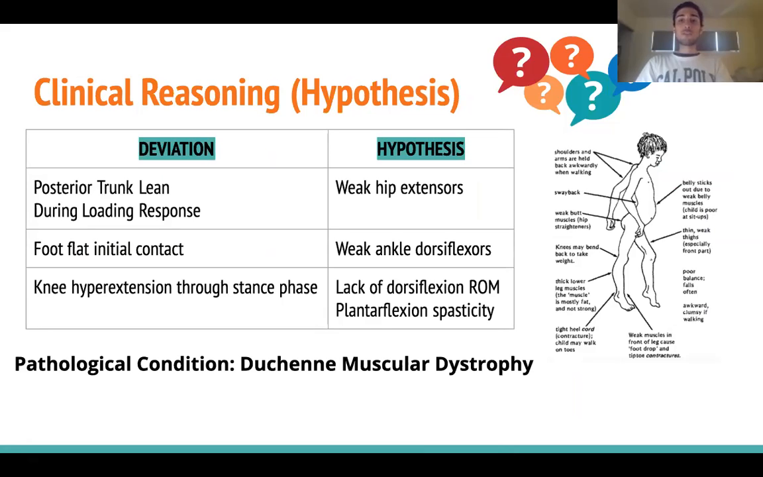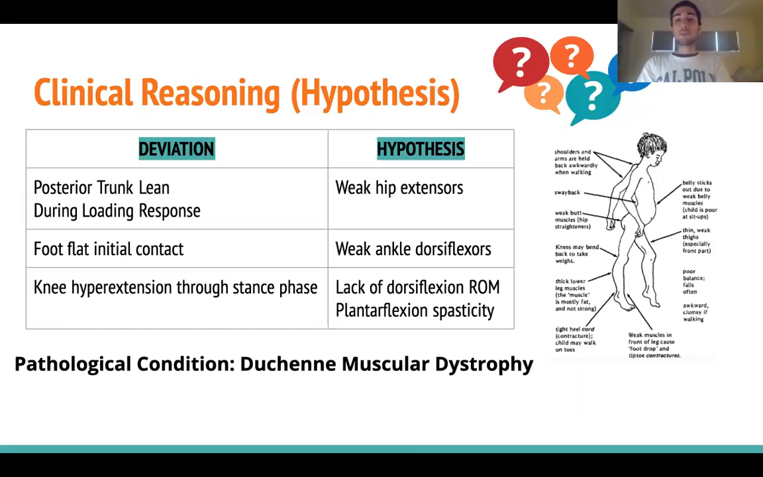The foot flat initial contact is due to marked weakness of the ankle dorsiflexors, without sufficient strength to control eccentric dorsiflexion during loading response. Inadequate dorsiflexion during swing to allow the heel to contact the ground first is also present, causing foot flat.